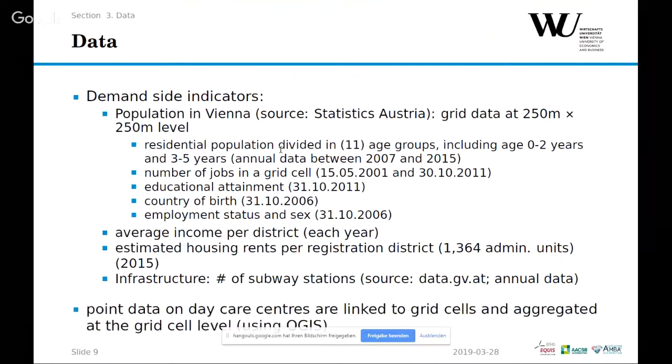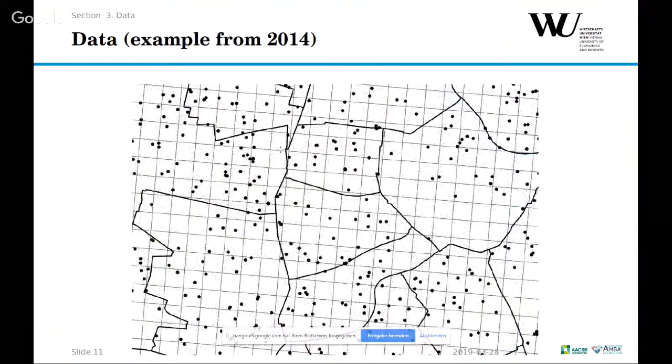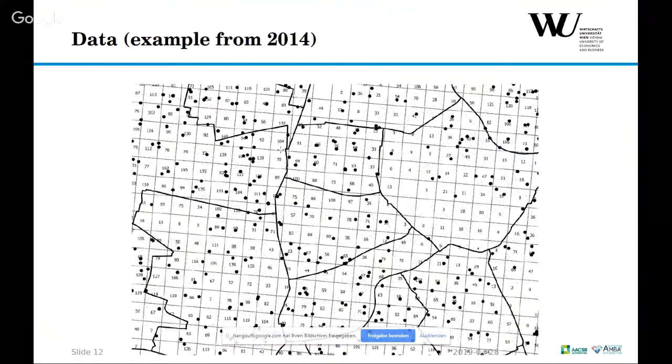We use the QGIS software, which is an open source software to link the point data of daycare centers to the grid cells, and then we aggregate it at the grid cell level. So here we have the previous map with the grid cells added. And in this example, you can see the number of children between the ages 0 and 6 living in each grid cell.